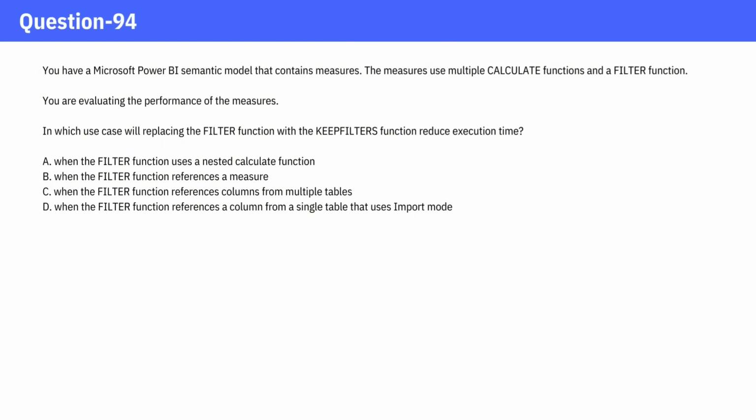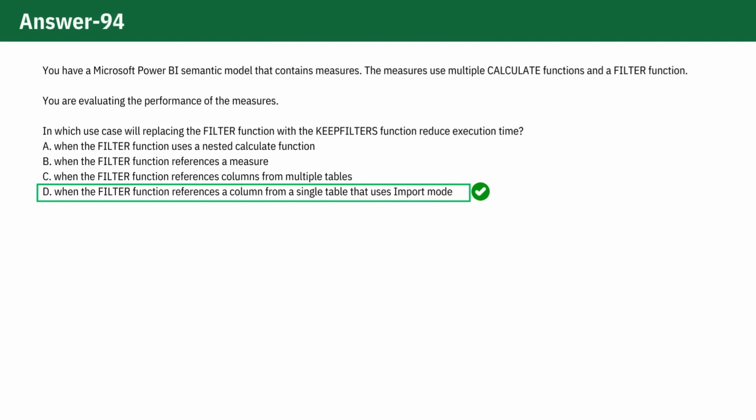A. When the filter function uses a nested calculate function. B. When the filter function references a measure. C. When the filter function references columns from multiple tables. D. When the filter function references a column from a single table that uses import mode. Pause the video and give it a think and check the answer. The correct answer is D. When the filter function references a column from a single table that uses import mode.